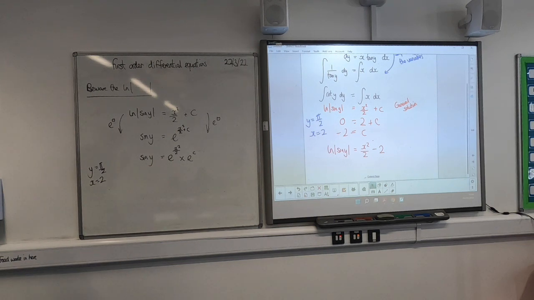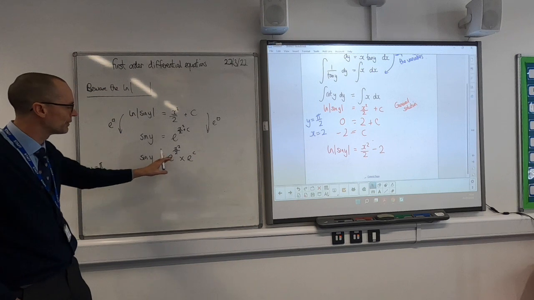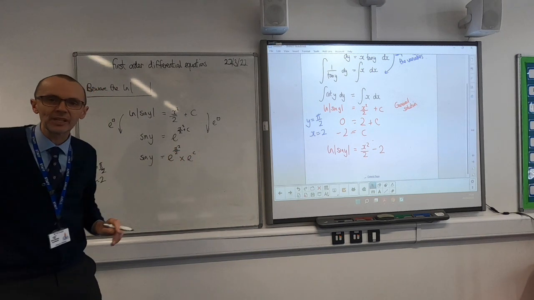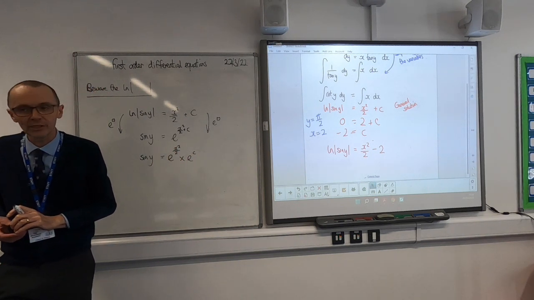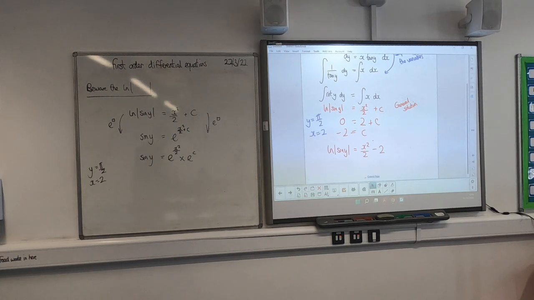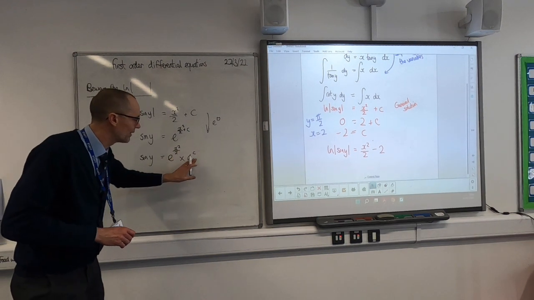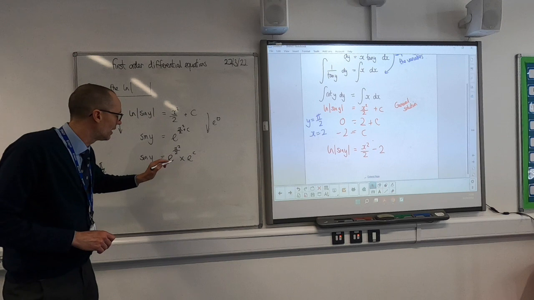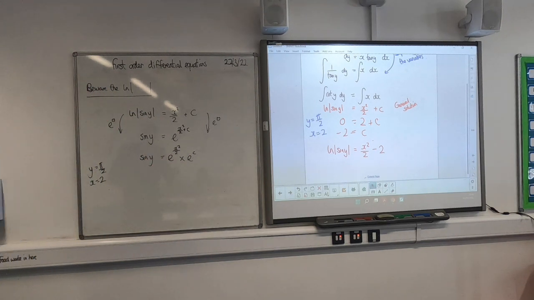And because my general solution, this is still my general solution, has got e to the power of c, I don't actually need to work out what c is. I can just work out what e to the power of c is, because I don't want to have anything with an unknown value. So I only really need to know what e to the power of c is.